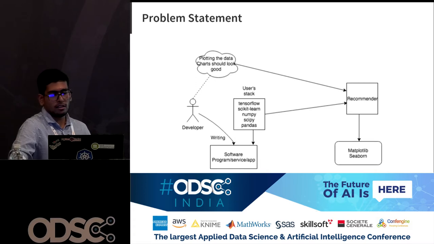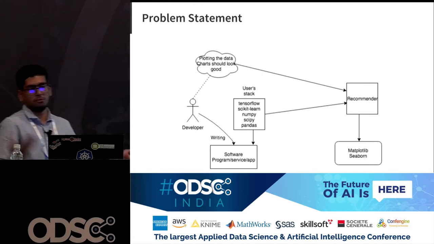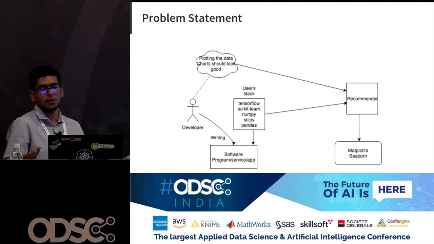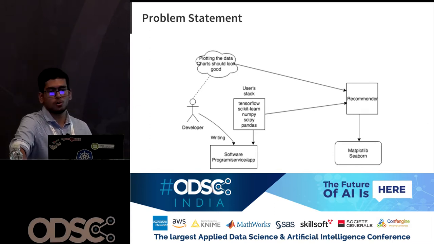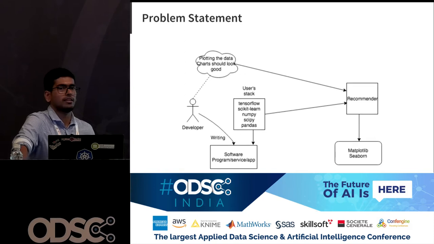The next thing that comes in this process is that the developer typically wants to add more features to their application, right? As a data scientist, maybe the next thing you want to do is plot your charts, and the data in those charts should look good. So these are two of your requirements. What would you typically do? You would go to Google, search a bunch of different things, add some dependency, and you would wonder, okay, what is it doing, should I use it, should I not use this.